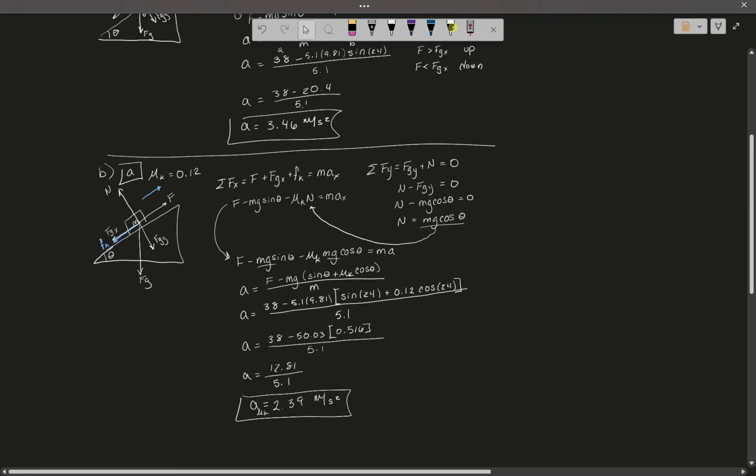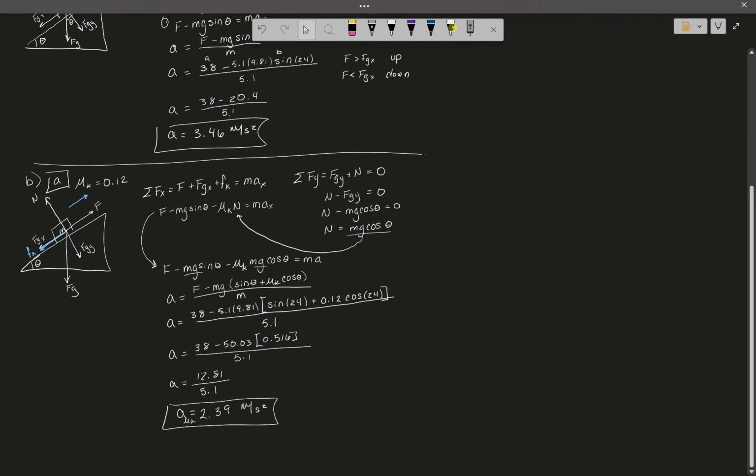So it's still going to be moving up the incline in the positive direction, but when we add this coefficient of kinetic friction, when we add kinetic friction to the system, we see that if we compare 1 and 2, the kinetic friction has slowed down the acceleration of this object.